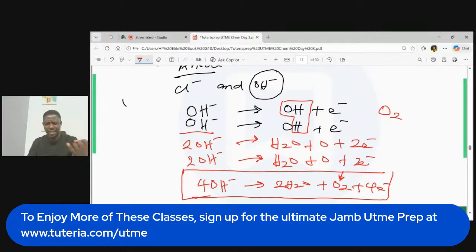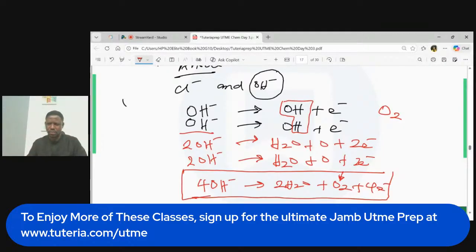Of course, just understand that the ionization will take place first, then migration of ions, then preferential discharge, which depends on three factors. The first one is the position of the ion in the electrochemical series. The second one is the concentration of ions, and the third is the nature of electrodes. Those are the three factors that will determine what we get as the product of electrolysis.